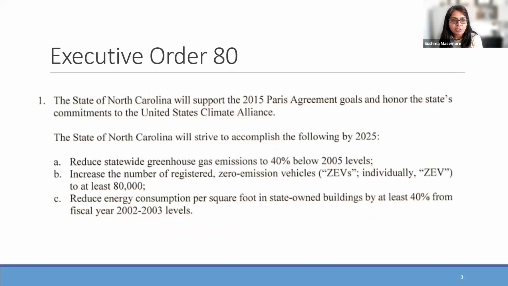Next. And so as part of that executive order, he set a goal for us to achieve 40% reductions in greenhouse gas emissions by 2025, have our administration and DOT work towards at least 80,000 vehicles by 2025 that are zero emitting vehicles, and then reduce energy consumption in our state buildings by at least 40%. So these were 3 goals that we were working towards. In addition to that, he set aside specific requirements for cabinet agencies to deliver energy planning documents.